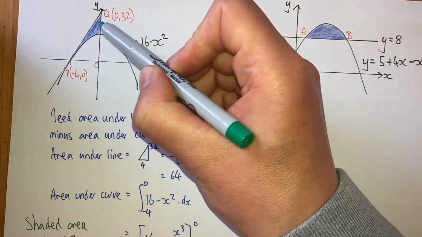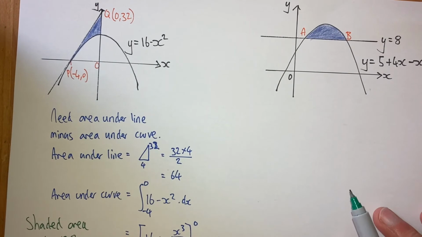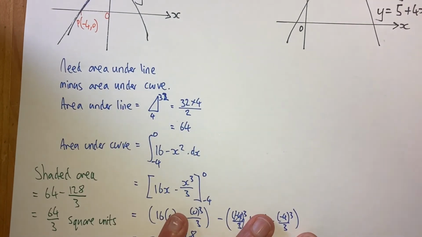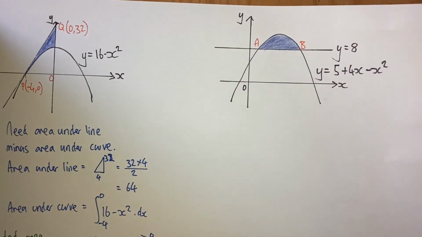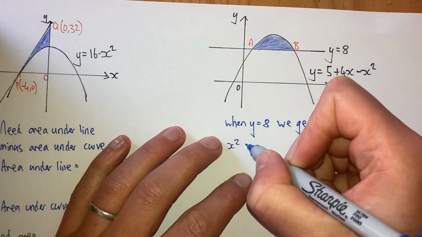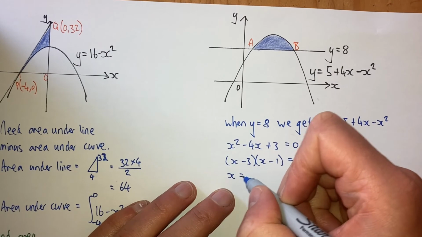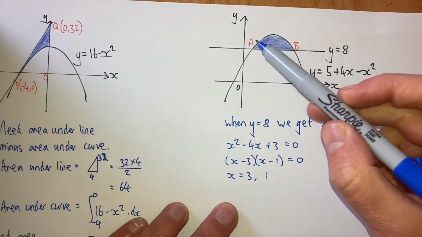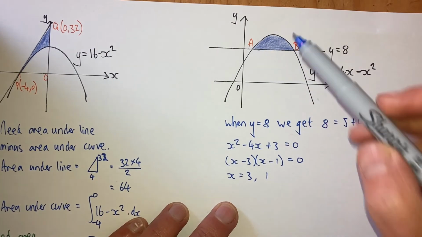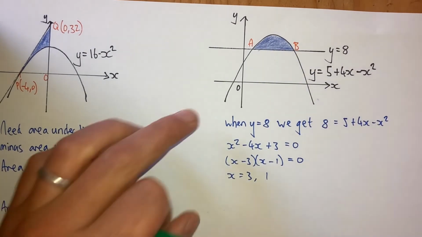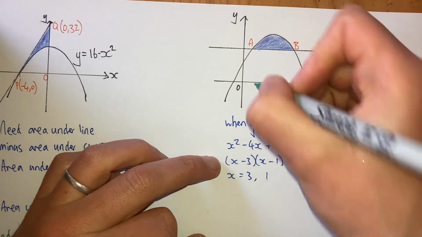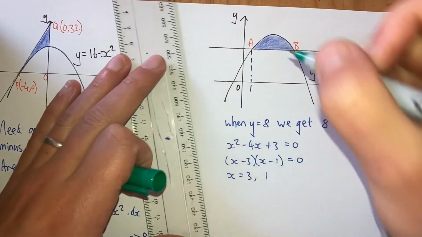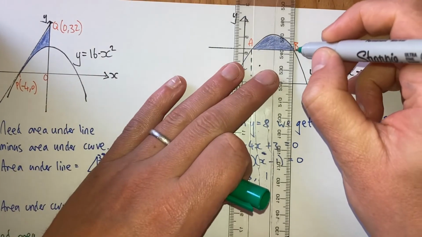So for this area here, we have an answer of 64/3 square units. So firstly, I've calculated the x values of these coordinates here, A and B. And it tells me that A is at 1. And B is at 3.